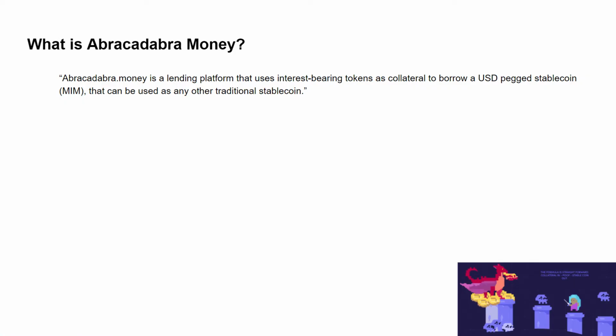Let's get started. What is Abracadabra Money? Quoted from the documentation, Abracadabra Money is a lending platform that uses interest-bearing tokens as collateral to borrow a USD-pegged stablecoin, Magic Internet Money or MIM, that can be used as any other traditional stablecoin. So what does this mean? Let's break it down. A lending platform is a place to borrow money. It's as simple as that.